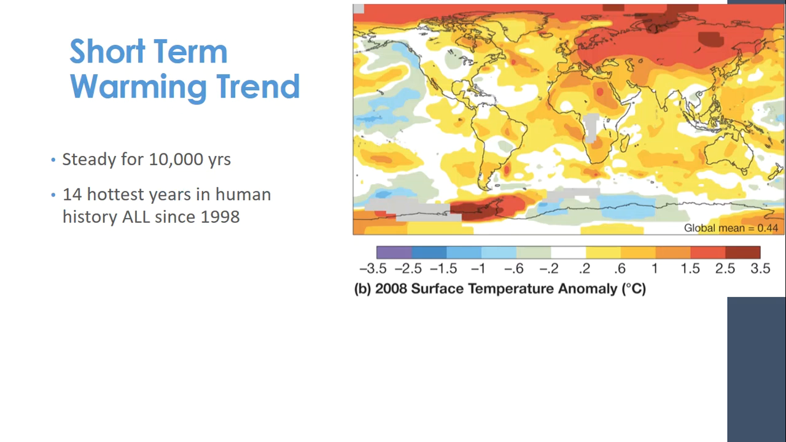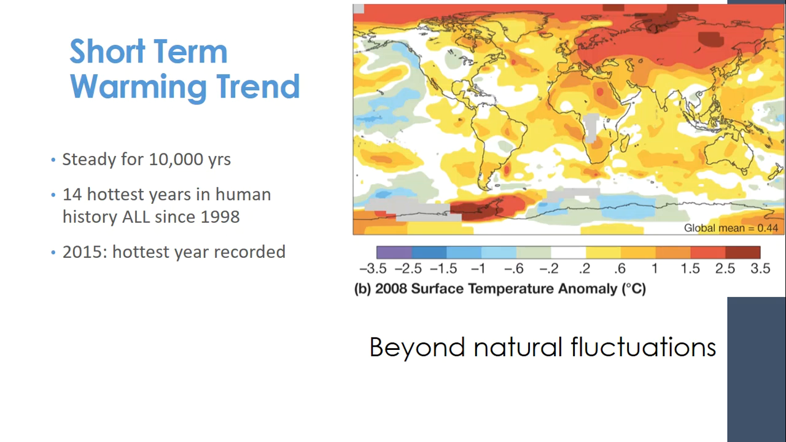The 14 hottest years in human history have all been since 1998. That's actually 15 now. This should take 2016, hottest year on record. So consistently we are breaking records. And it doesn't mean that everywhere that year is hotter on average, but globally the temperature is hotter than the previous year. And these are beyond natural fluctuations, right? We know what natural fluctuations in temperature look like. These are beyond that.